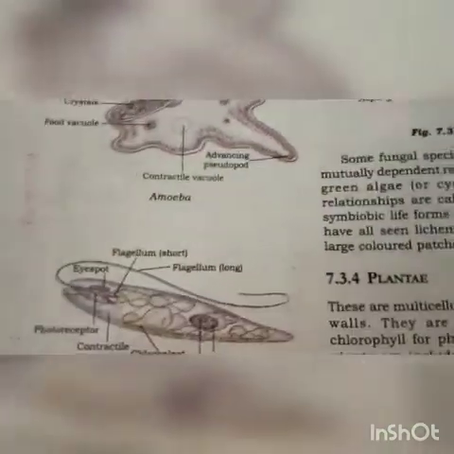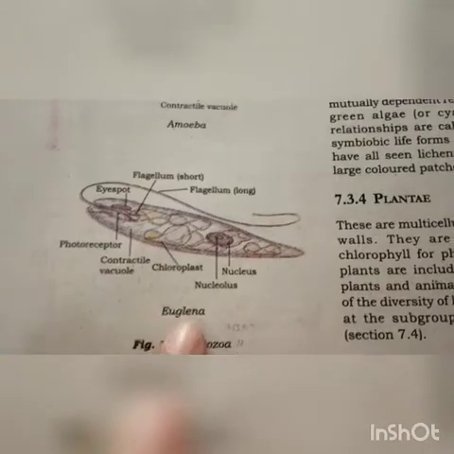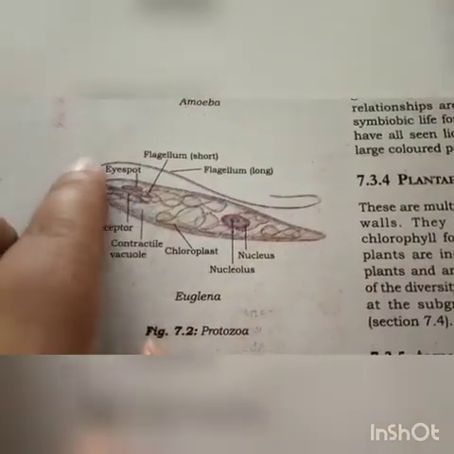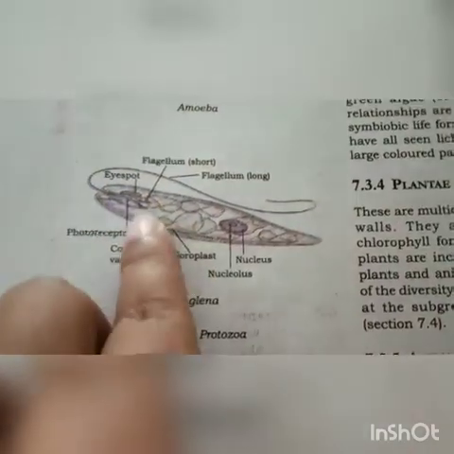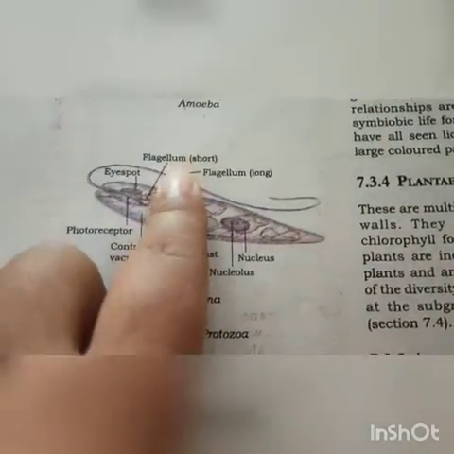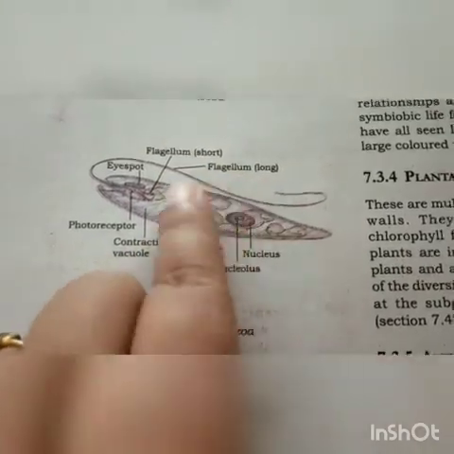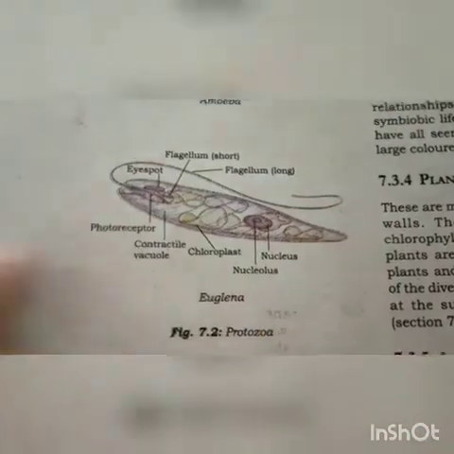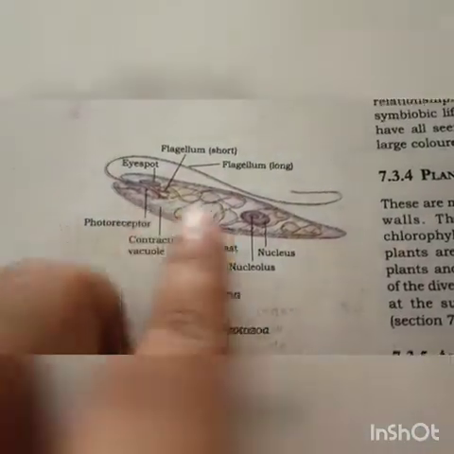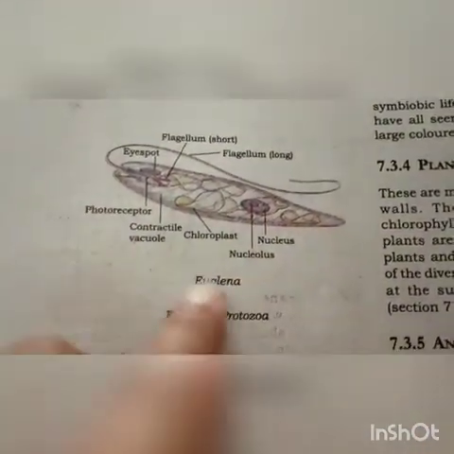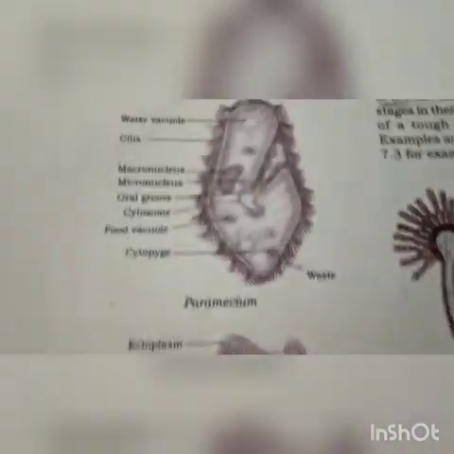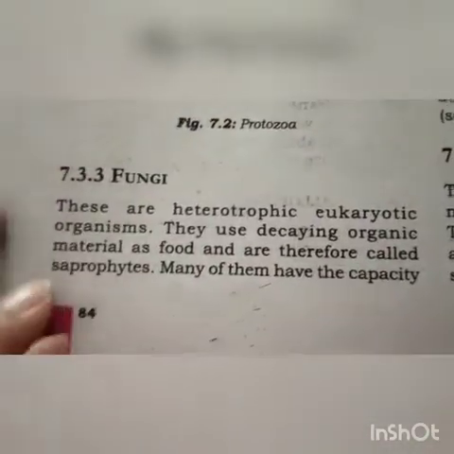Okay, and here Euglena, it has this thread-like structure, that's called the flagellum. The flagellum is long, which we already got. So it is the Euglena, that is the protozoa. Yeah, that all are the example of what? Protista. Now next is the fungi.